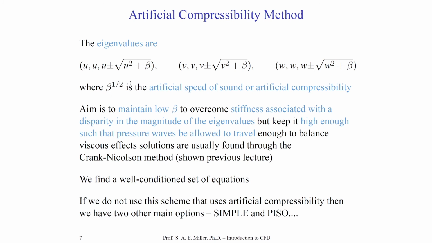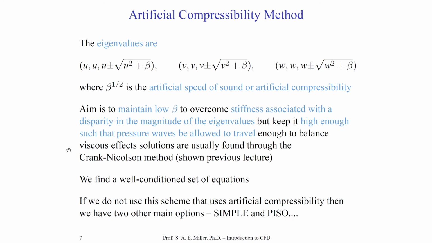Nonetheless, by adding beta, you can see that we move the potential eigenvalues for some particular problems away from their 0 components. And this is excellent and a very wise thing to do because, of course, then the information, the numerical data, will travel through the solution out of the domain quicker. We would like to keep beta high enough such that the pressure waves will be allowed to travel enough to balance the viscous effects of the solutions, which we're going to show in this particular ACM method through the typical Crank-Nicolson method.